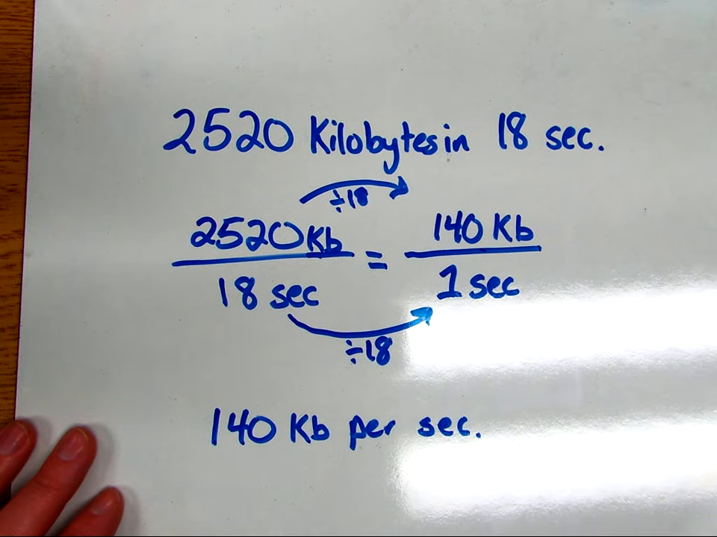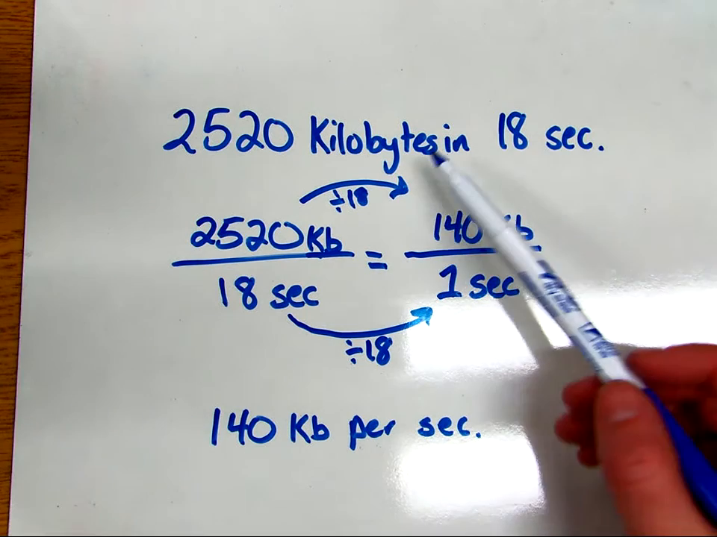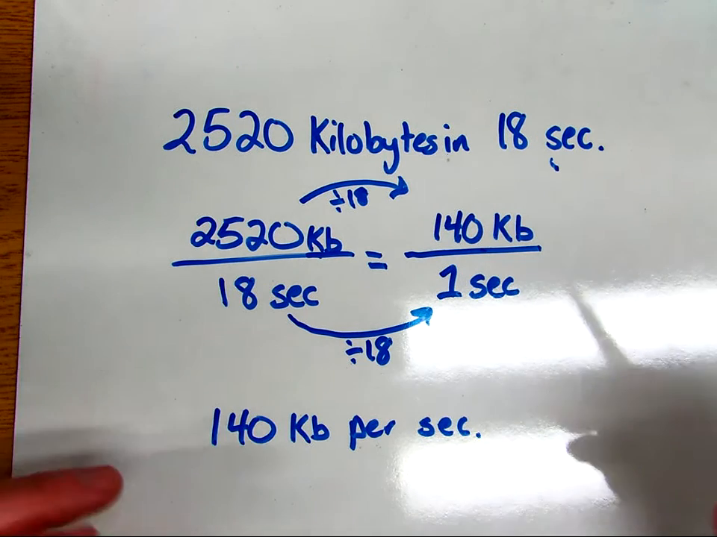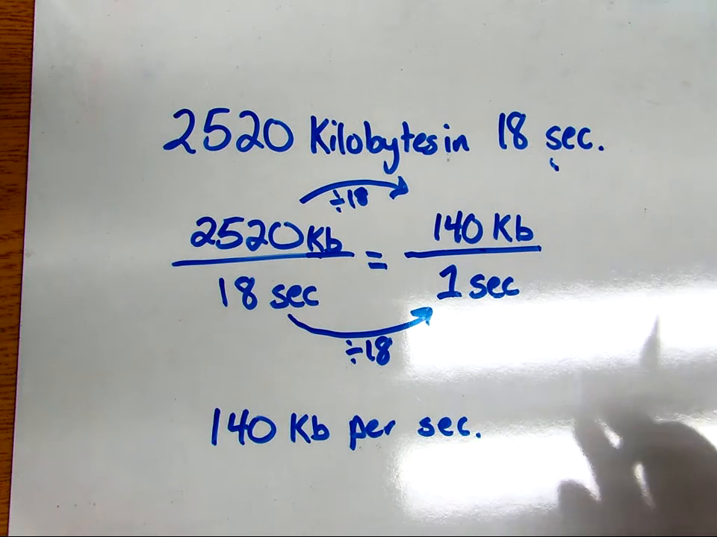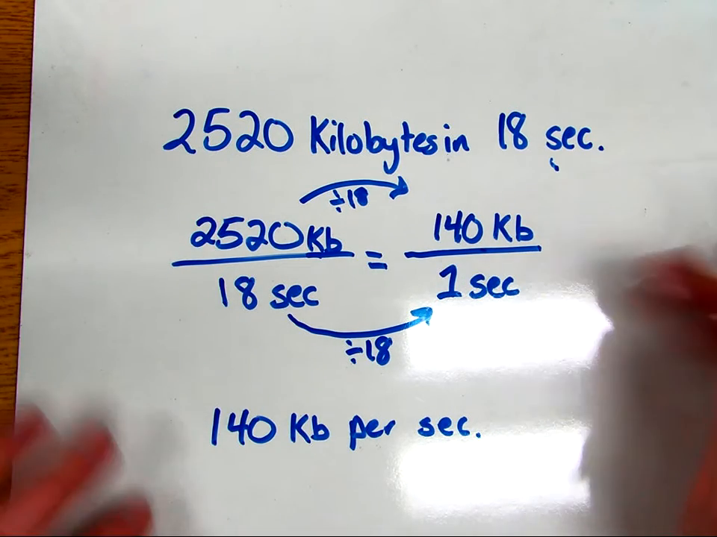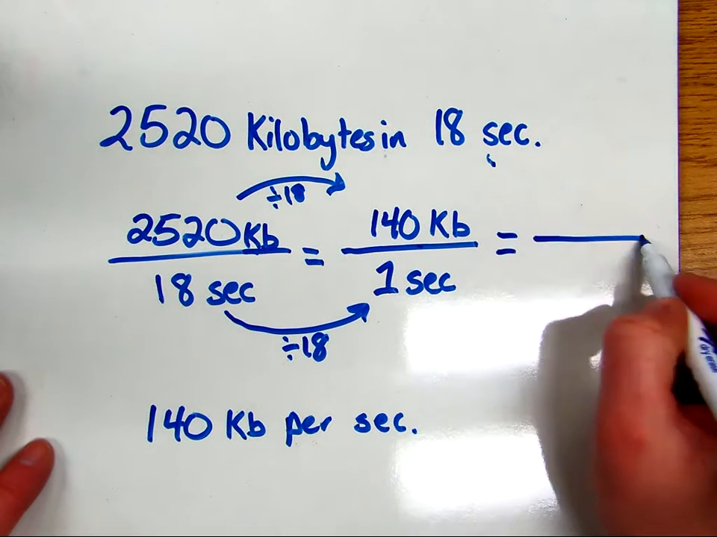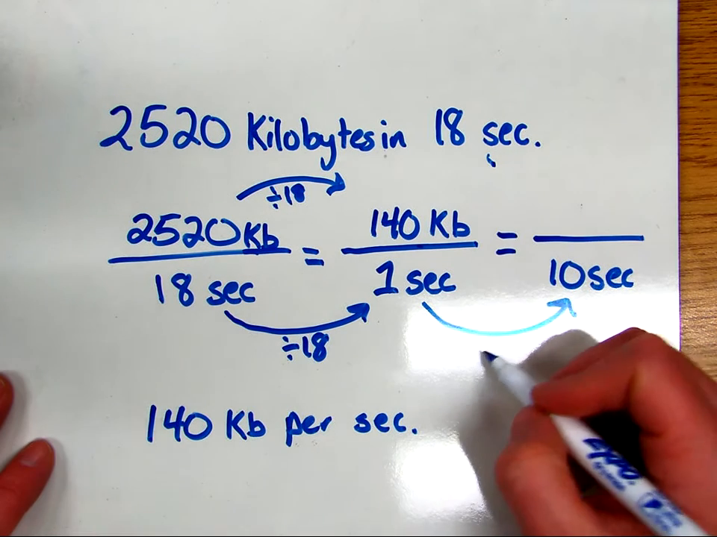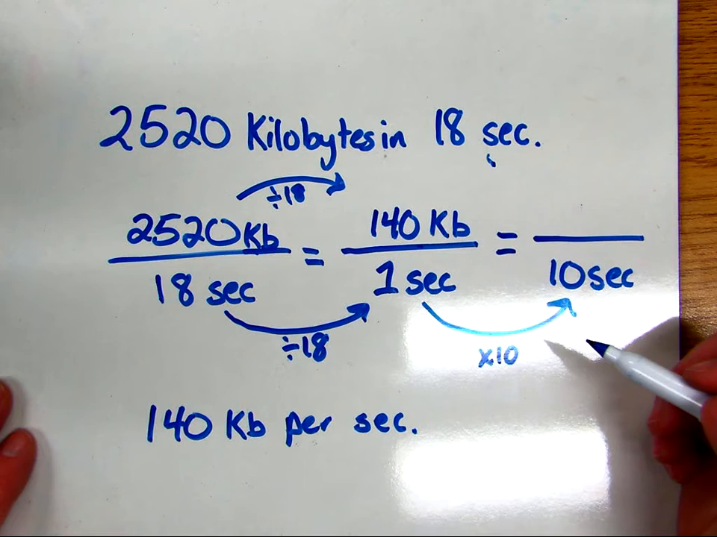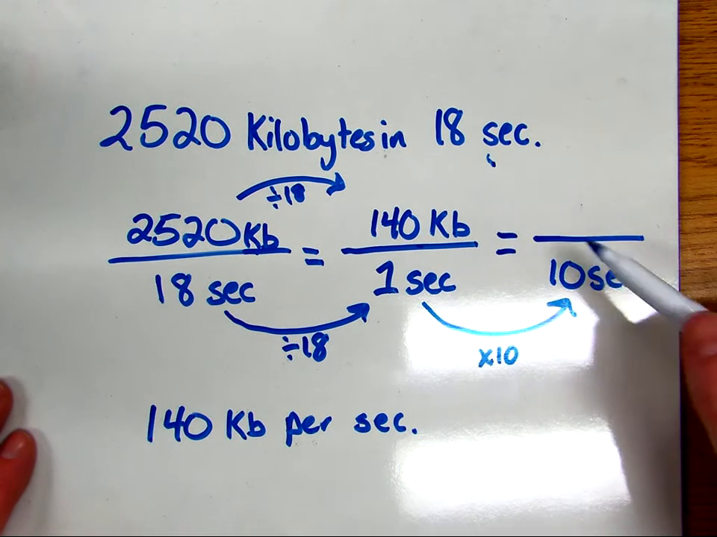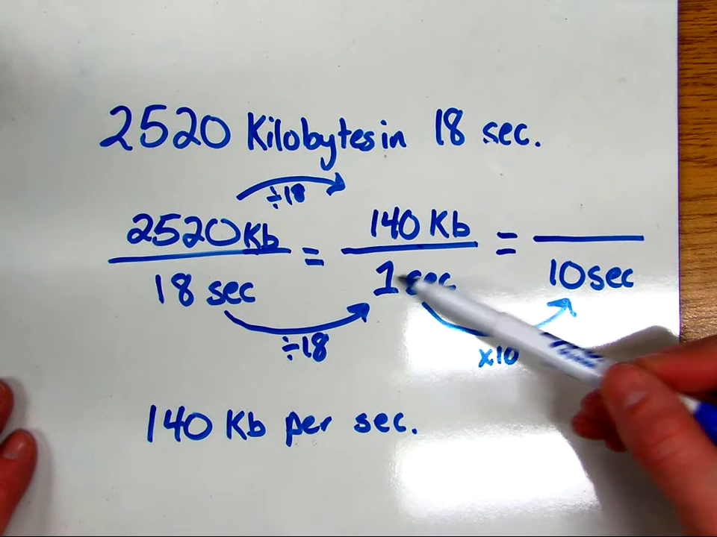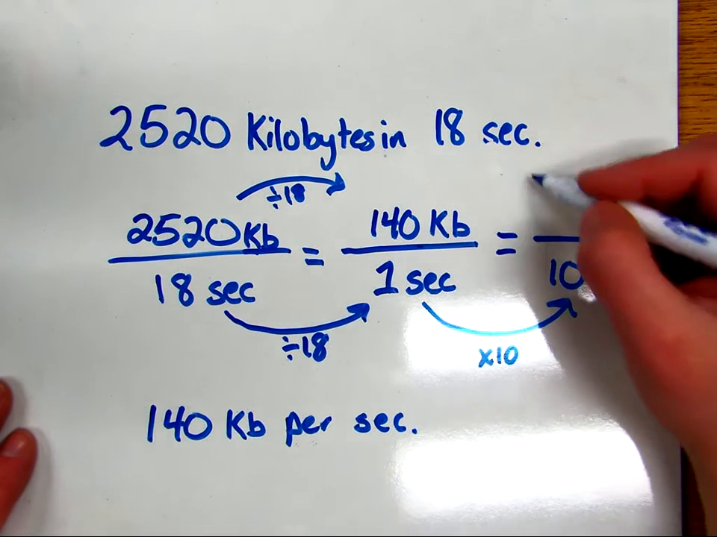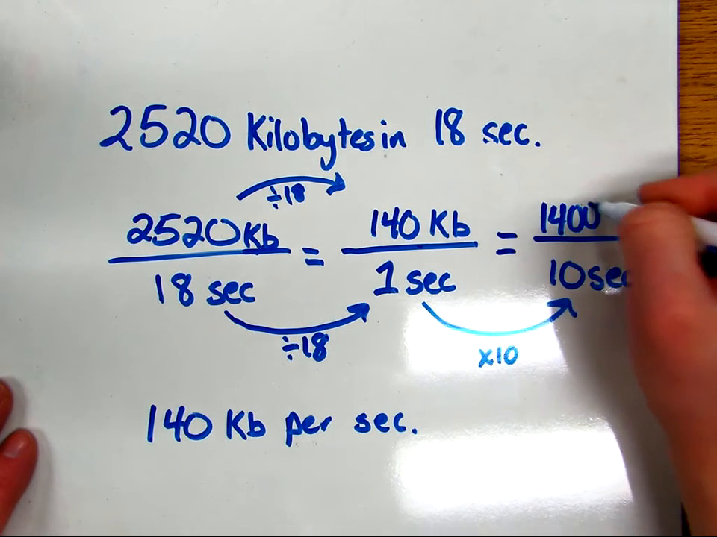Finding unit rate helps us because let's say we know this rate for 18 seconds, and now we want to know, how many kilobytes can I download in 10 seconds? If I know 1 second, I can continue my work. I can now go find for 10 seconds. I would just do times 10. If I wanted to know how many in 25 seconds, I would do times 25. I can do anything. That's the power of unit rate: if you know for 1, you can find out for any number. So if I did times 10, this would end up being 1,400 kilobytes in 10 seconds.